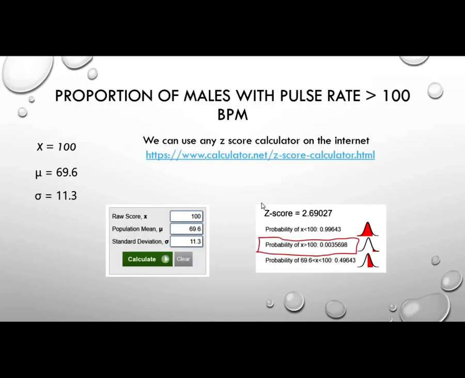Okay, another way we could do it is just use software. I got this from the internet. You can use any z-score calculator on the internet, but you just have to know which way to look. Our score is 100, our mu is 69.6, our sigma is 11.3. I plug it in, and then I'm looking, see this little red portion here? We know that we're looking to the right, and there we go, 0.0036.